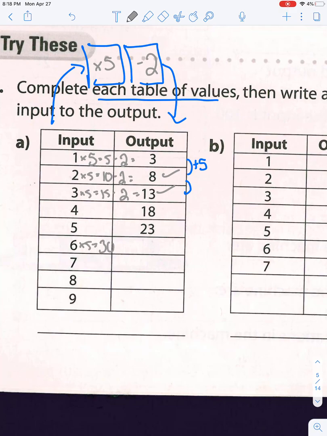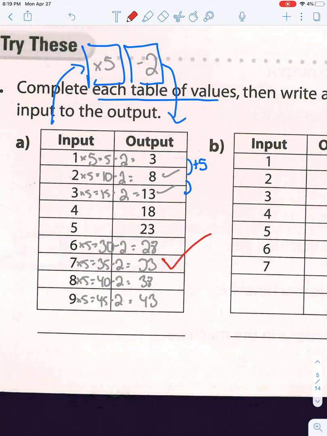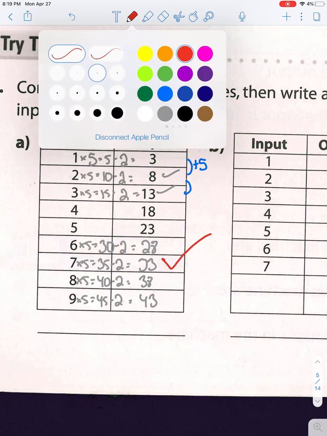So 6 times 5 is 30, minus 2 is 28. 7 times 5 is 35, minus 2 is 33. And then 8 times 5 is 40. 40 minus 2 is 38. 9 times 5 is 45, minus 2 is 43. Okay, so as long as you have that part done, then you get a mark. So all of those have to be correct to get 1 mark.